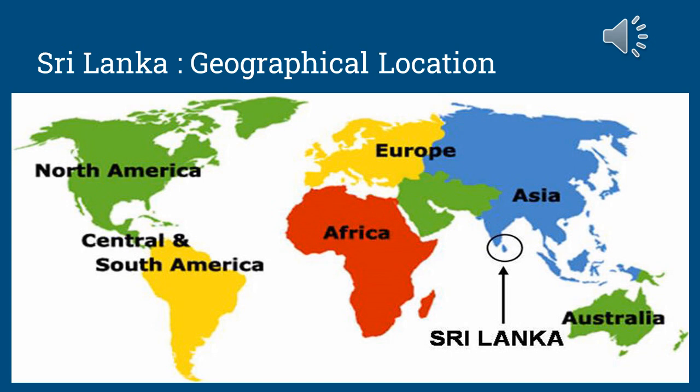Now look at this map to see the geographical location of Sri Lanka. You can see this world map, and on it you can see the location of Sri Lanka. I understand that you are already aware of the location of Sri Lanka. It is southeast of India, at the southernmost corner of India, and it is an island country. You can clearly see it on the map of this world.